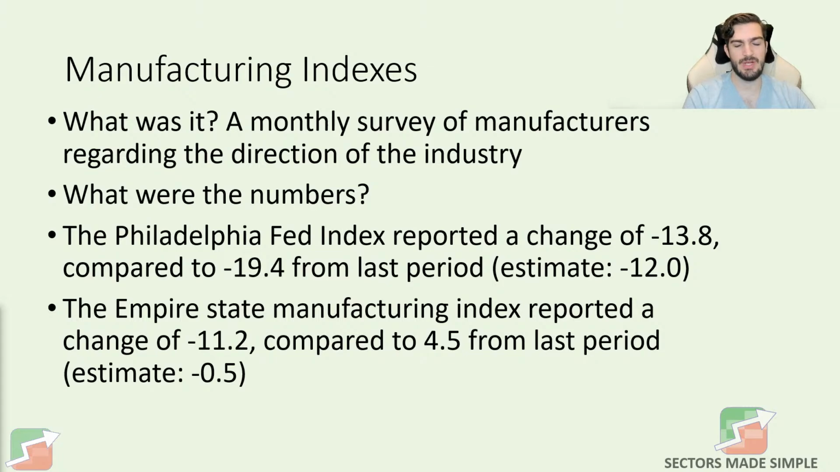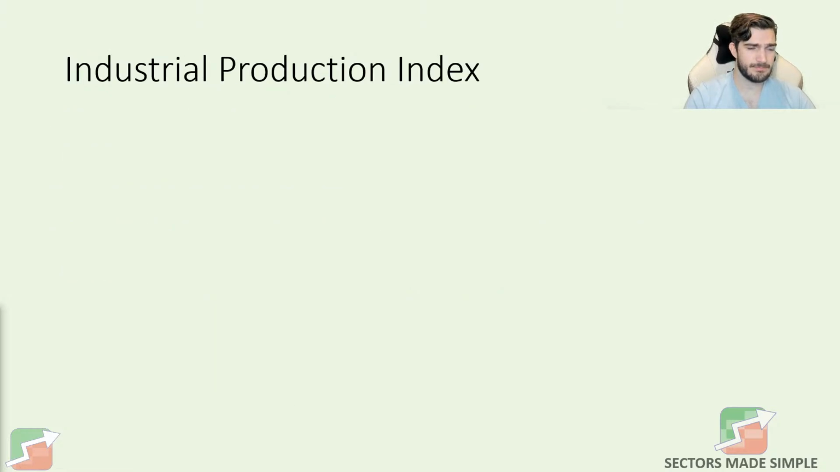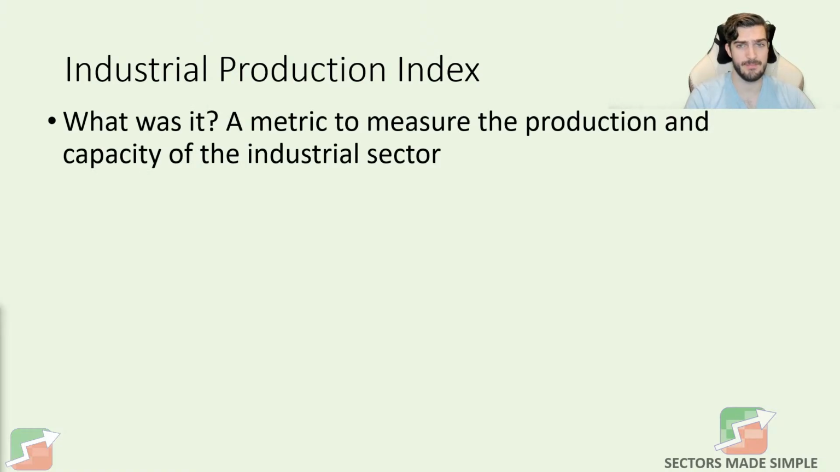The second manufacturing index that we received was the Empire State Manufacturing Index, which reported a change of negative 11.2. This was compared to a positive 4.5 from the previous period, way underperforming the estimate. With the estimate being negative 0.5, we had negative 11.2. Again, bad news, worse news.